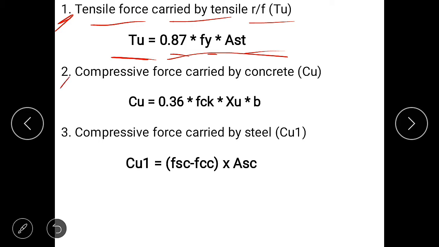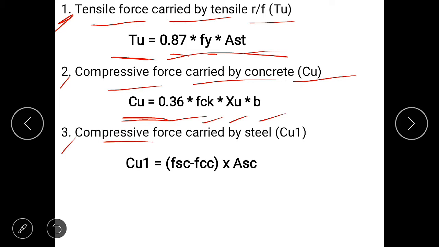Second, calculation of CU, the compression force carried by concrete. The CU formula is 0.36 FCK into XU into B. It is called CU, the compressive force carried by the concrete. Third, CU1. What is CU1? The compressive force carried by steel.